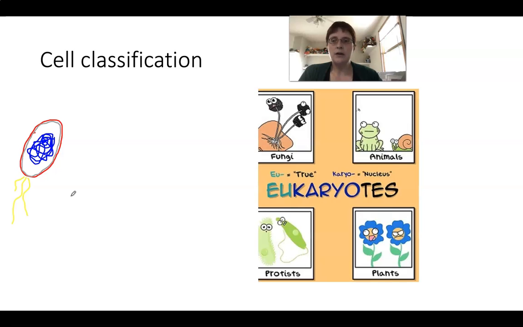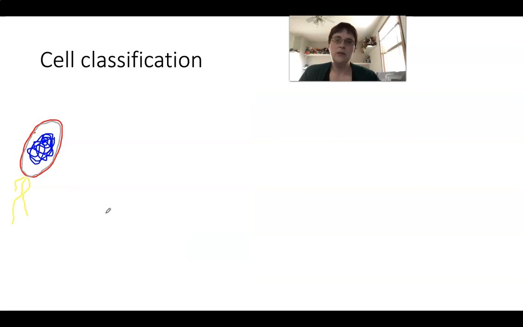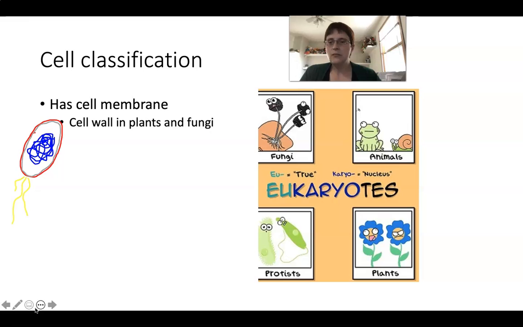If you're not a prokaryote, what are you? Well, you're a eukaryote. U for true, and the karyo means nucleus. So if we go back to the picture over here, pro means before. So prokaryote, before a nucleus appeared. Eukaryote means true, or these guys have a nucleus. So who are we talking about? Well, these guys, let me get rid of my little prokaryote.